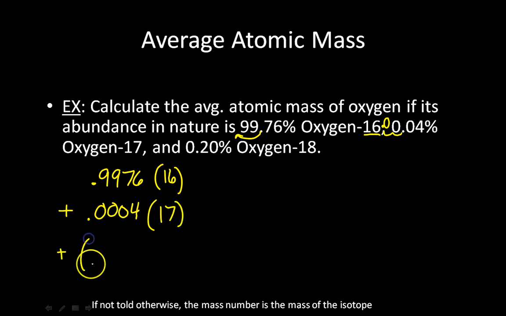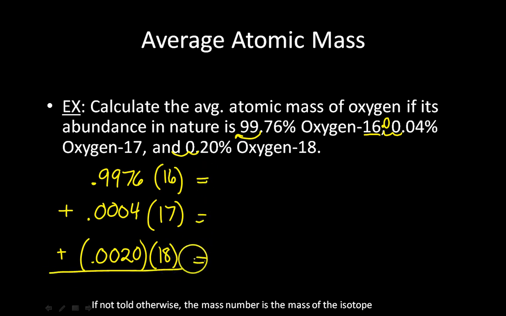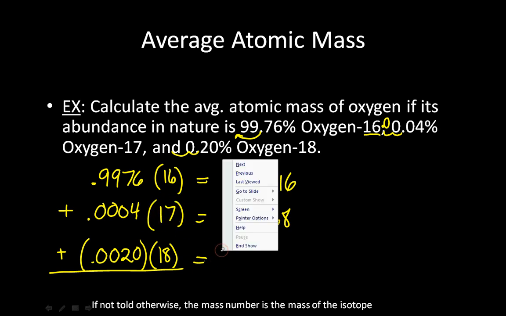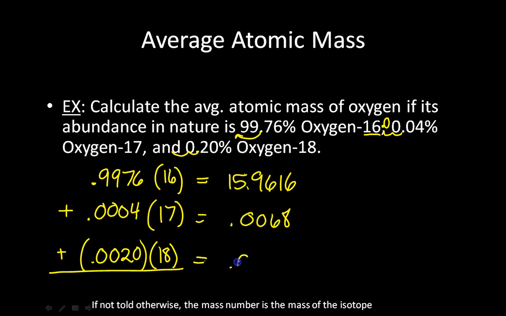And then finally, 0.2% is oxygen 18, so that'll be 0.0020 times 18. So multiply those out and add them up. Quickly, let's multiply that out. That'd be 15.96, 0.0068, and then finally 0.036. The oxygen 17 is very, very rare, so it doesn't contribute much to the overall mass, the average. So you can see that primarily 99.76% of it is oxygen 16.